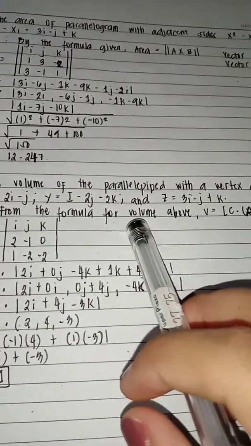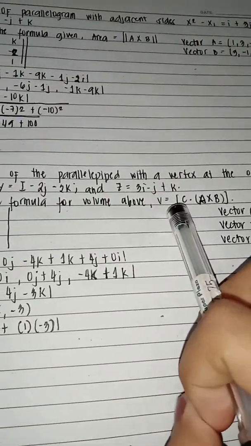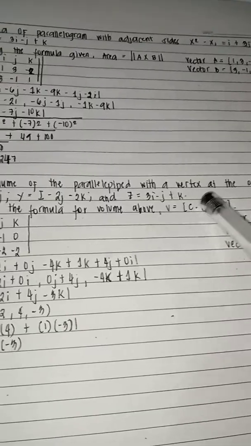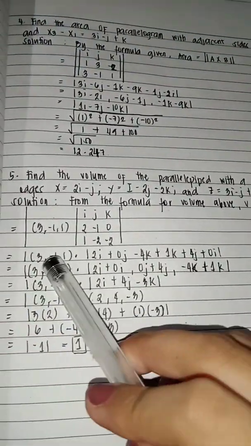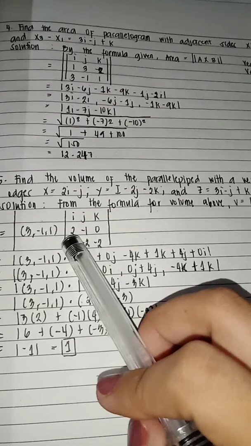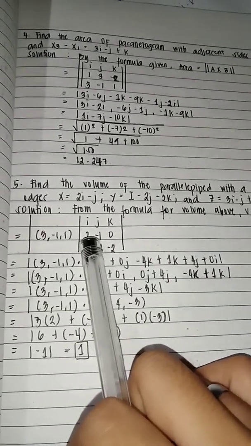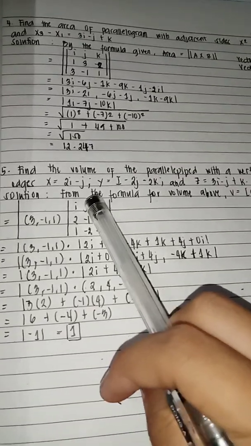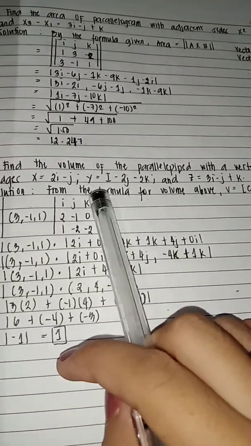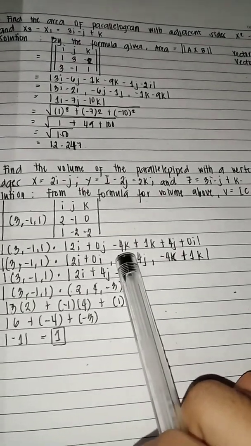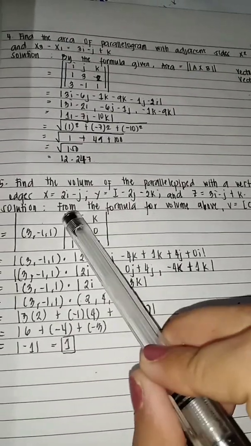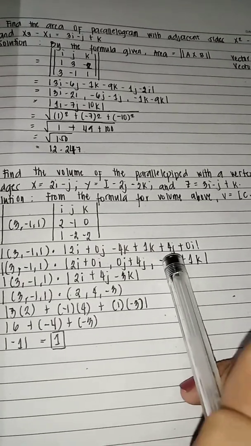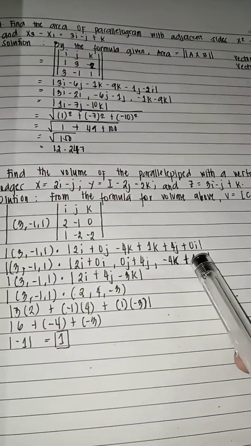So, the solution, from the formula for volume above, is V equal to C dot A cross B. The first thing we do is to find A cross B. To compute A cross B, we use determinants as follows. i times negative 1 times negative 2 is equal to positive 2i. j times 0 times 1 is equal to 0j. k times 2 times negative 2 is equal to negative 4k. 1 times negative 1 times k is equal to negative 1k. 2 times j times negative 2 is equal to positive 4j. i times 0 times negative 2 is equal to 0i.